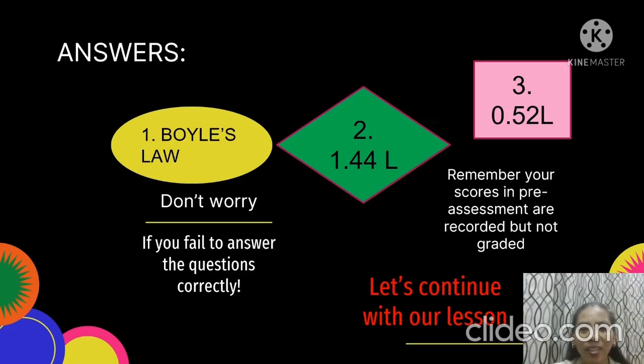Answers for the pre-assessment. Number 1, the correct answer is Boyle's law. Number 2, it's 1.44 liters. Number 3, it's 0.52 liter.